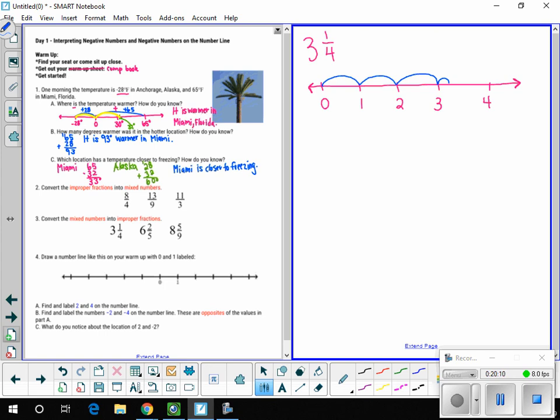Between 0 and 1, how many fourths do we have? Who can tell me? 4 fourths, yeah. So between each of these whole numbers, we have 4 fourths. And then this last little piece, we have 1/4 left over. So that means we have 4, 8, 12, 13 pieces that are the size of a fourth. So we can say this is the same as 13 fourths.